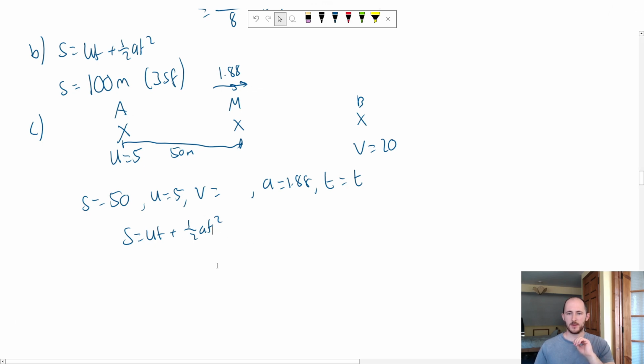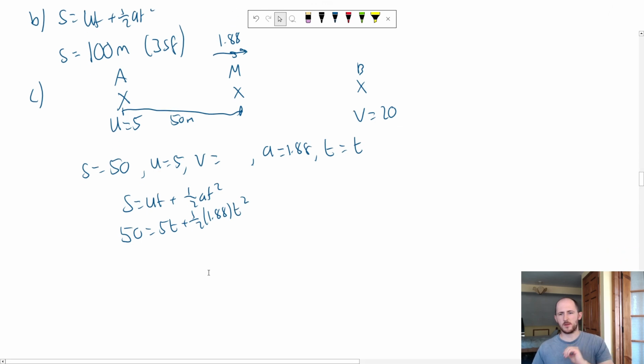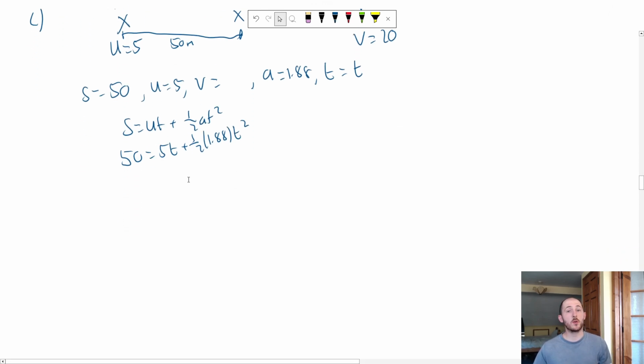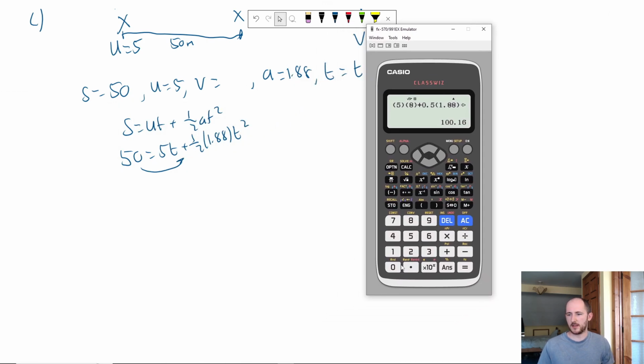So anyways, doing this, we have 50 equals 5t plus a half 1.88 t squared. Now you might think, well, how on earth can I solve that? This is a quadratic. So move everything over to one side and I'll show you. So half of 1.88 would be 0.99. Not 0.99, sorry. But either way, you could do it on a calculator anyway.